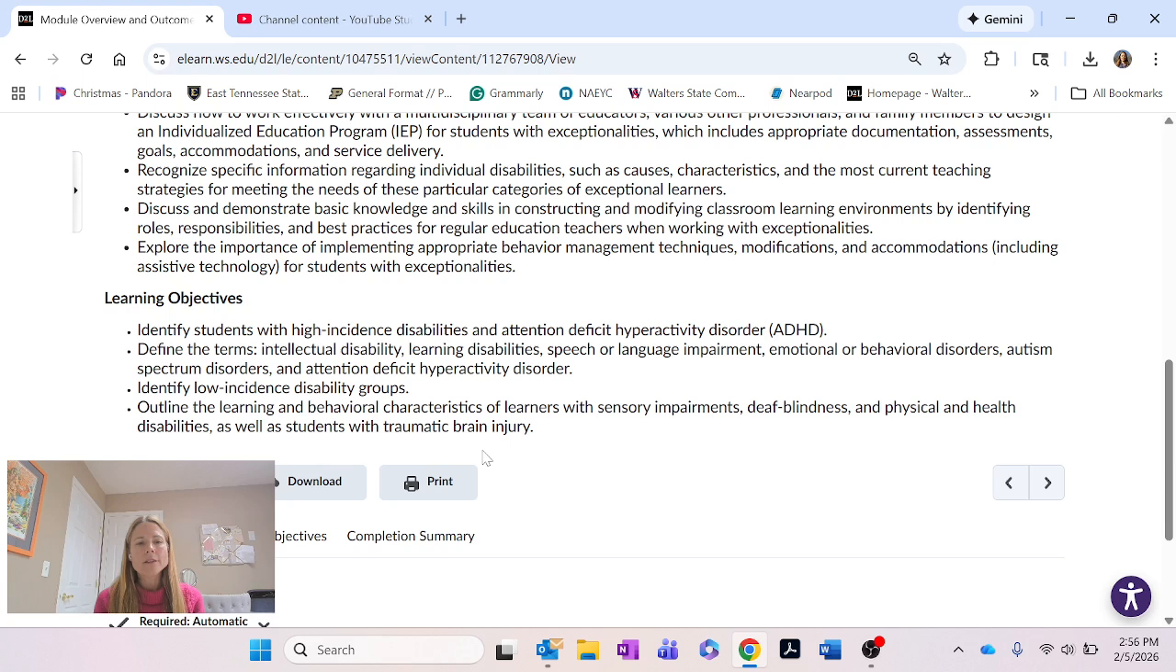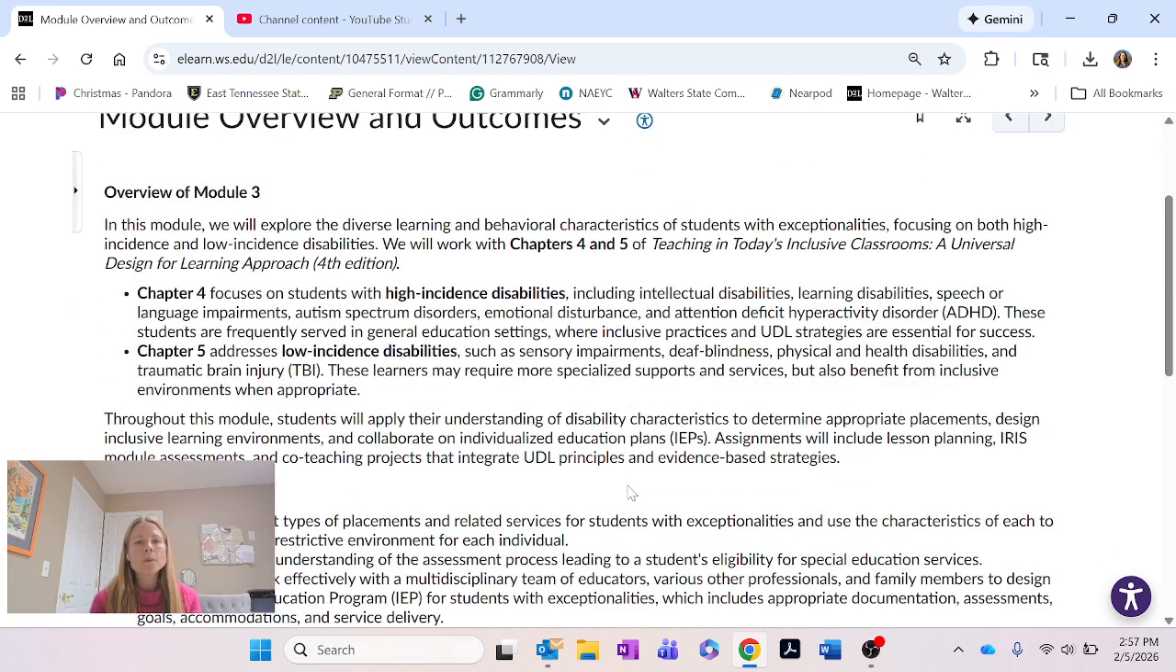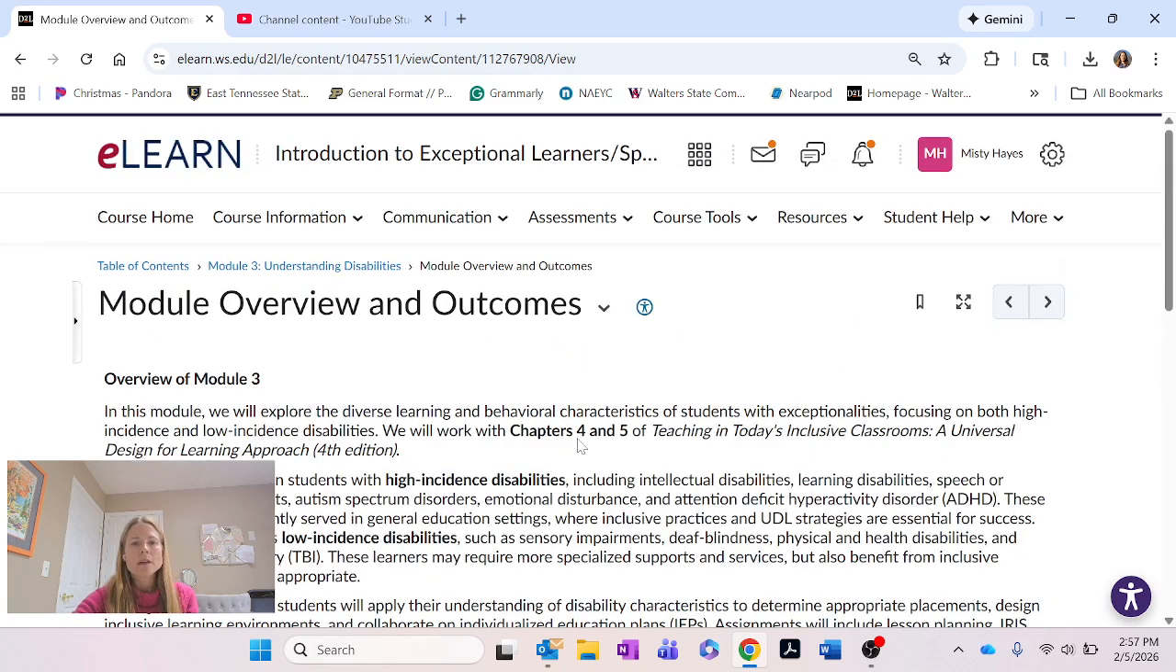And then we're going to outline the learning and behavioral characteristics of learners who have sensory impairments, deaf blindness, physical and health disabilities, as well as students who may have traumatic brain injury, also known as TBI. So there's a lot of heavy stuff in here, in terms of it being heavy as in exploring these 2 different types of disability categories. So that will be our main focus. Now you will be working in chapters 4 and 5 with our textbook, Teaching in Today's Inclusive Classroom.